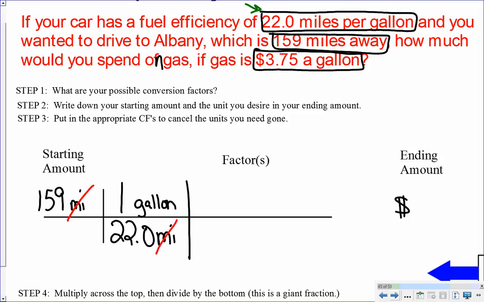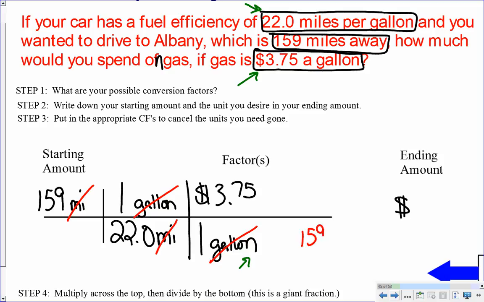Now I have gallons. So the next thing I need to know is how am I going to get rid of gallons? Since gallons are up top, I want gallons on the bottom. So in order to get gallons down here, I need a conversion factor with gallons in it. I'm going to pick that one. So 1 gallon is going to cost me $3.75. Let's get rid of my gallons. So now what I can see is the only unit I have left is the old dollar sign, so I'm good to go. So mathematically speaking, you're going to punch into your calculator 159 times 3.75, and you're going to divide this by 22.